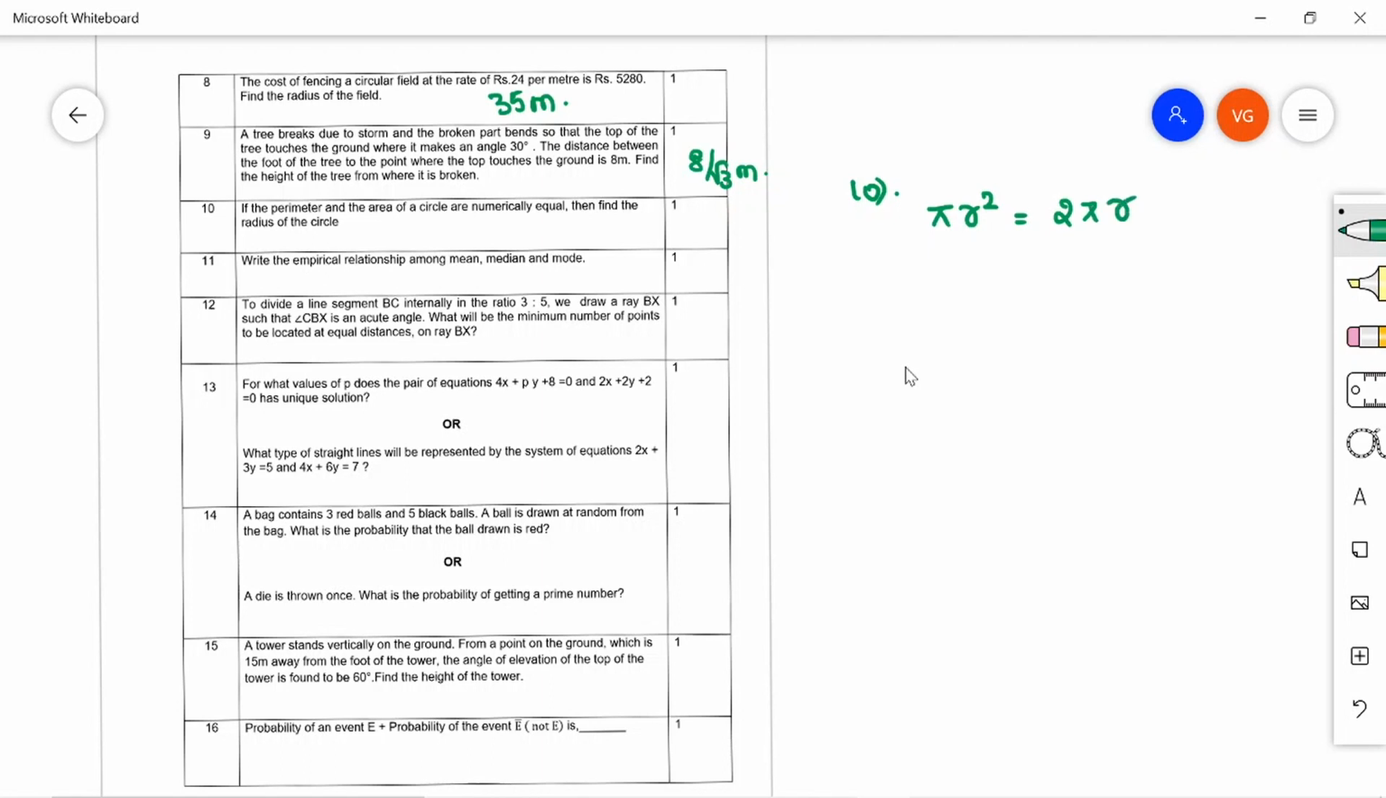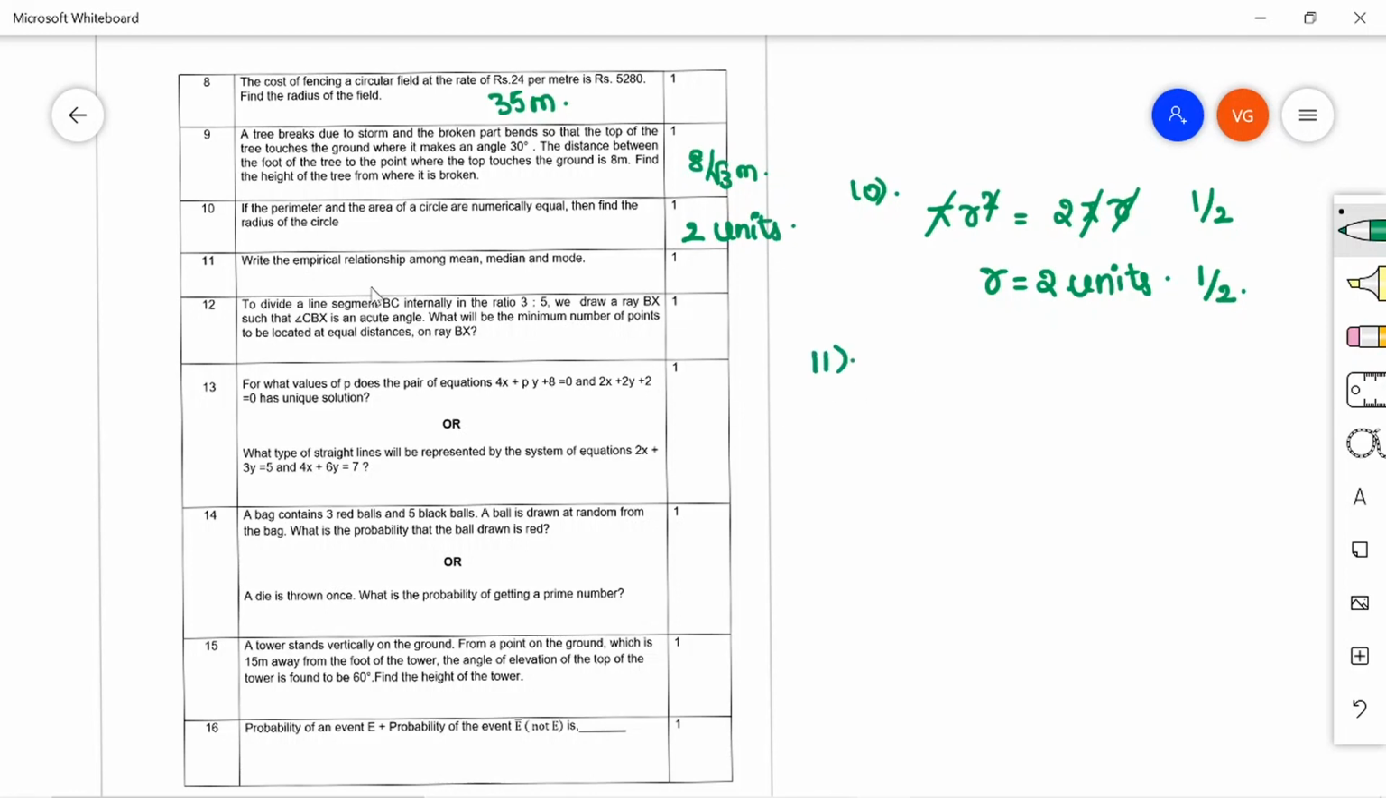Once you equate, then what is the radius value they are asking? Pi will get cancelled, one r will get cancelled. So r is equal to 2 units is the answer for this. For writing the formula, you will get a half mark, and for the answer you will get half mark. So the answer for the 10th question is 2 units.